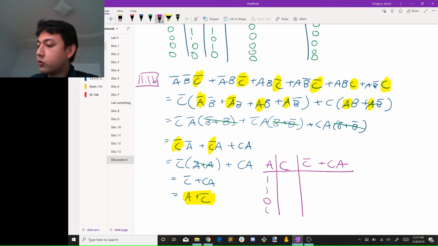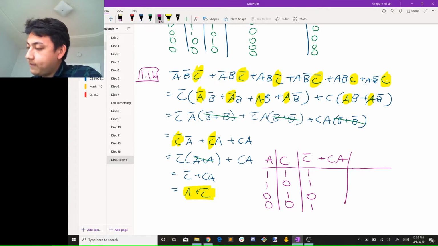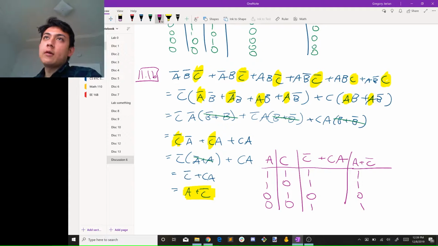So if we write out the whole truth table here like this, we'll notice that the truth table for this is exactly the same as the truth table for A or not C. So anyway, A or not C has the exact same truth table. So I guess that proves the uniting theorem works, right? It's called proof by one example. Okay, let's move on.